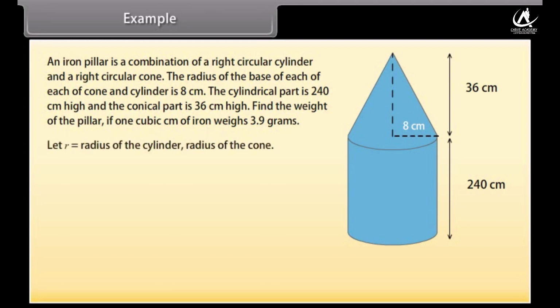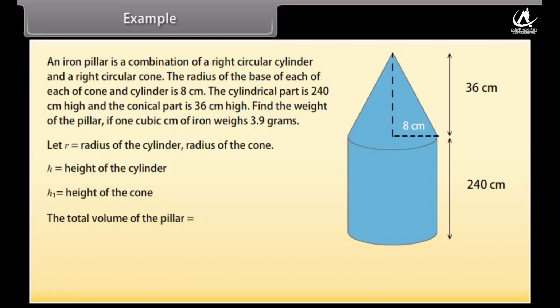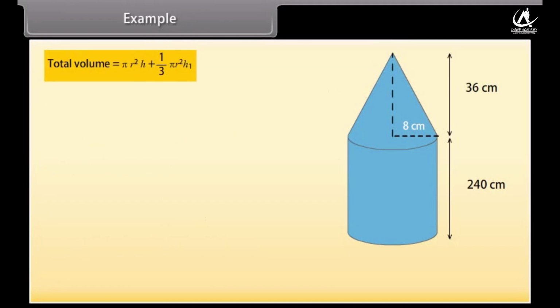Solution. Let R be the radius of the cylinder and cone, H the height of the cylinder, and H1 the height of the cone. We know that the total volume of the pillar is equal to the volume of the cylinder plus the volume of the cone. Therefore, total volume is equal to pi r square H plus 1 by 3 pi r square H1. This is equal to pi r square into H plus 1 by 3 H1.